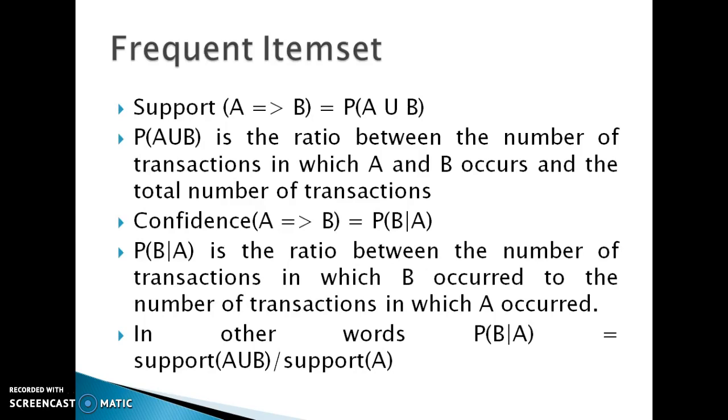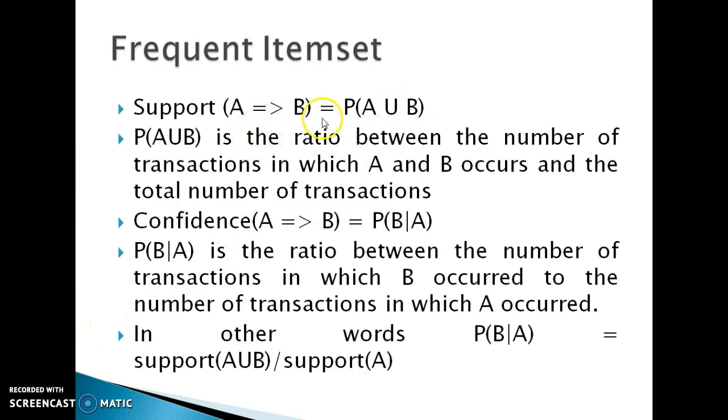To perform this evaluation, we always need some metrics or measures, and in this algorithm we have two measures. One is called the support, and the other is called the confidence. Support: suppose I want to determine whether buying of a product A implies buying of a product B. I can determine that with the help of a formula, the probability of the occurrence of A union B.